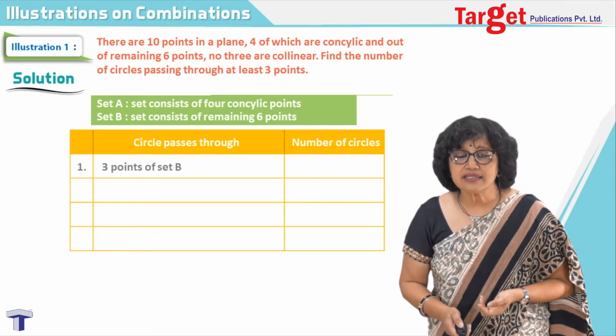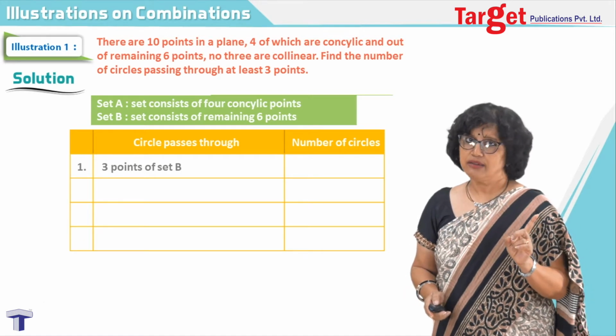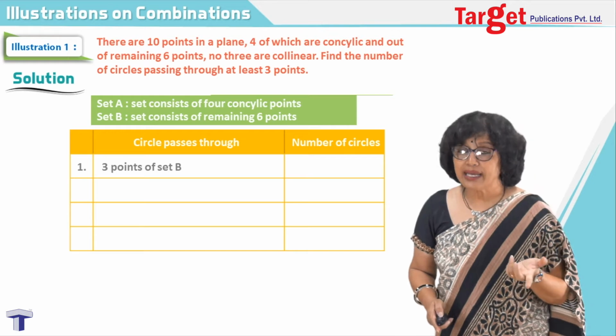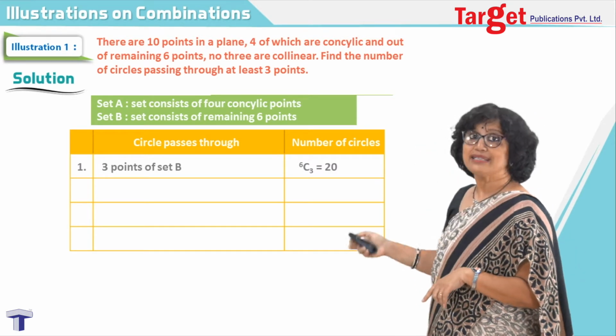Now my first case is that I choose 3 points from set B, and set B has those 6 points which are none of them collinear. I mean no 3 are collinear. So I realize that I can do it in 6C3 ways. So the answer for that particular case is 20.